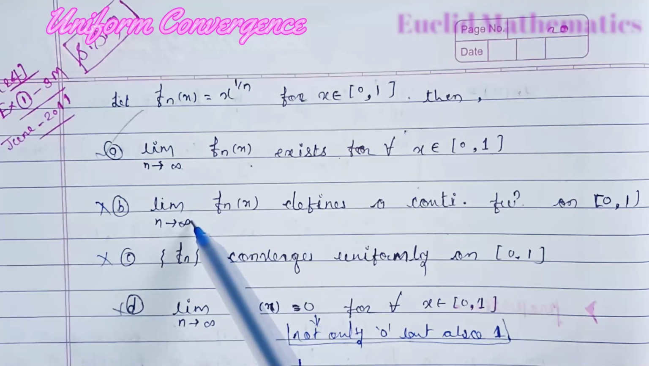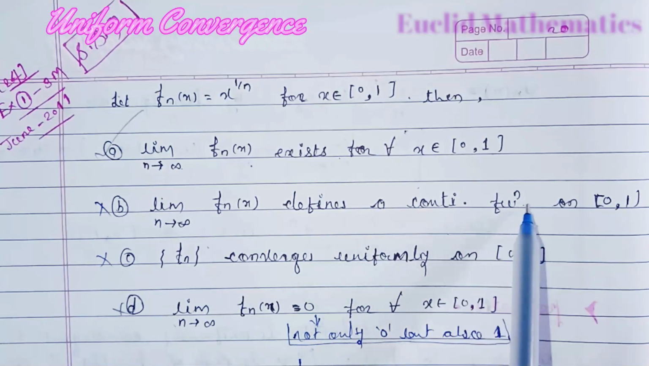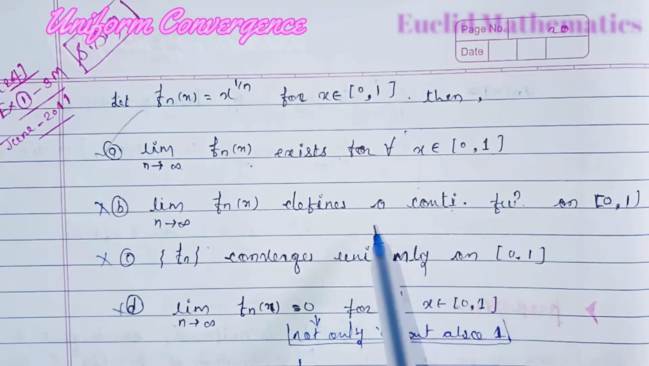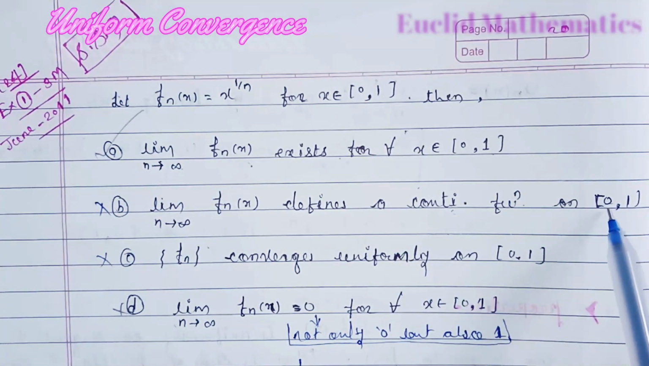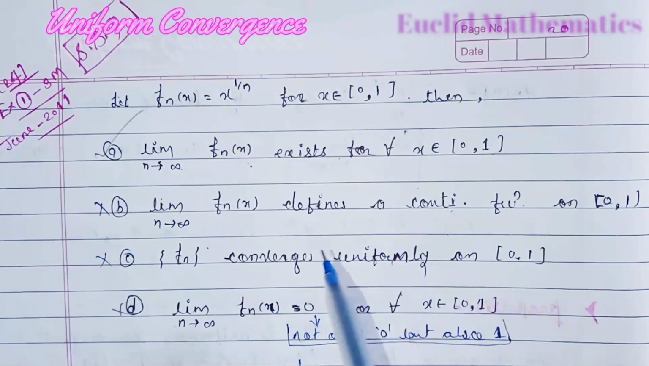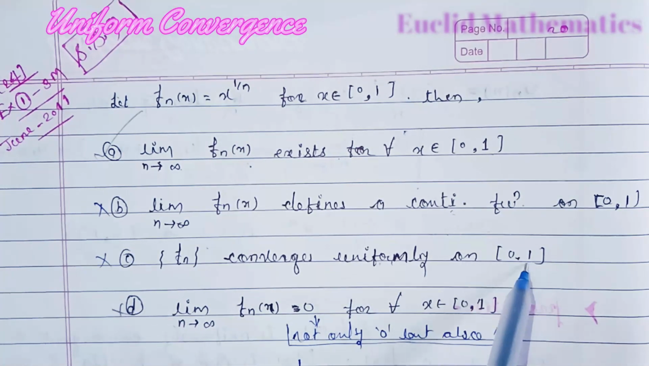Next option says that limit n tends to infinity f_n(x) defines a continuous function on [0,1]. For checking a continuous function, we have to check whether the limit of the function at the endpoints 0 and 1 exists or not. If the limit exists at the endpoints, then between all the points our function has a finite limit, which gives a continuous function. If the function is continuous, then we have to check whether it converges uniformly or not. Option C says that f_n converges uniformly on [0,1].